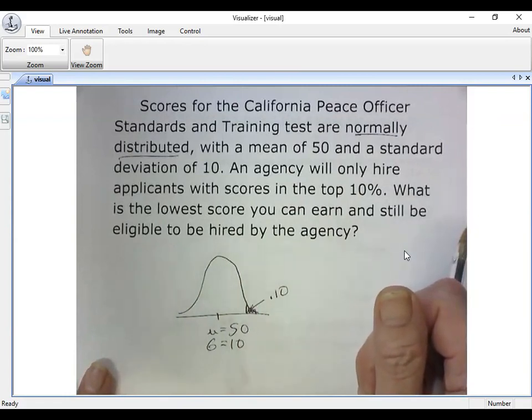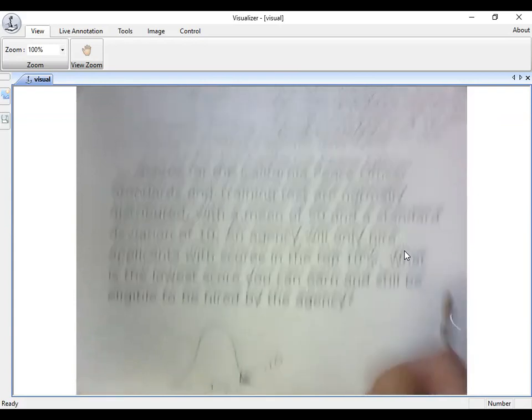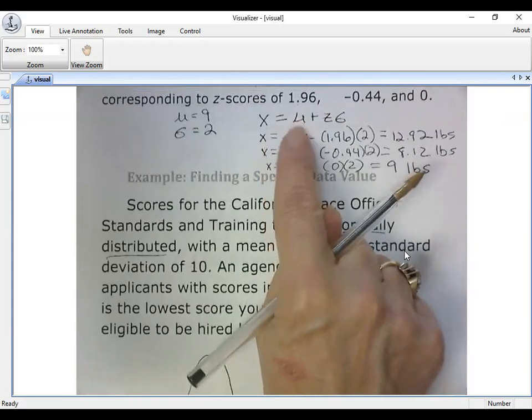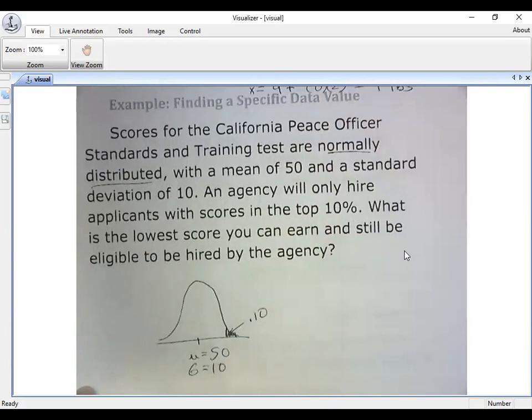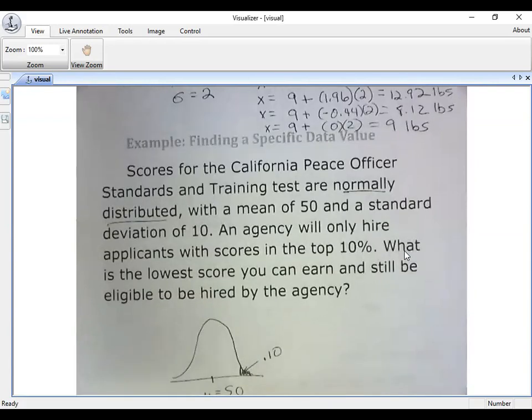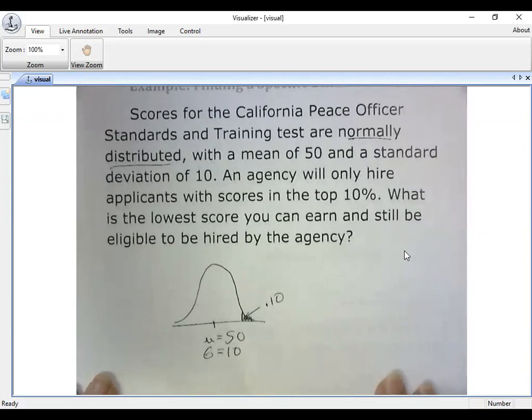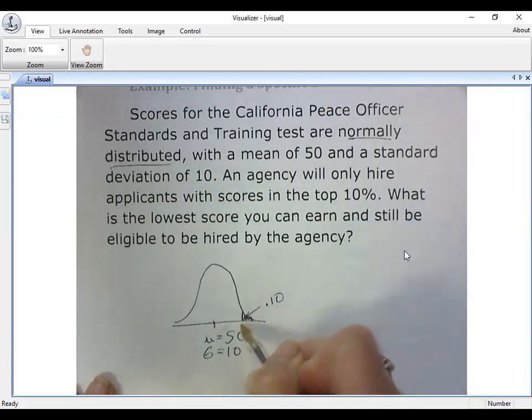The one on the problem just before this one? Okay, we could use this formula, but to use it, I have to know the mean, I have to know the standard deviation, but I also have to know the z-score. Do I know the z-score? No. So how would I go about finding that? No, that won't give me the z-score. I need to know what this value is if this area is 10%.